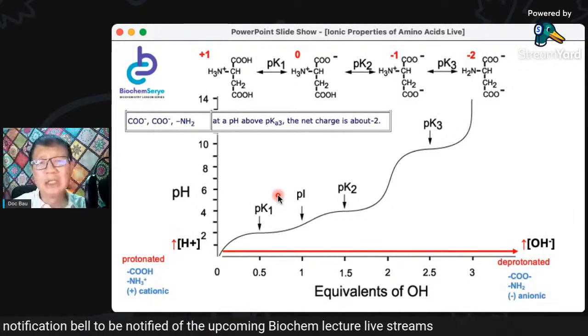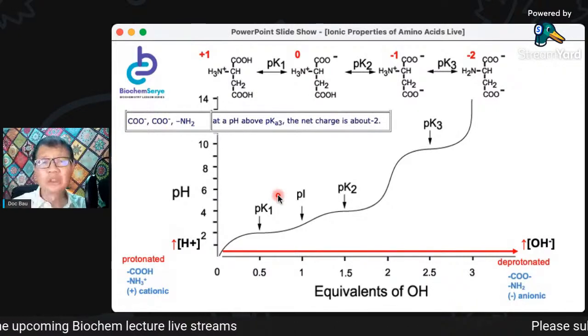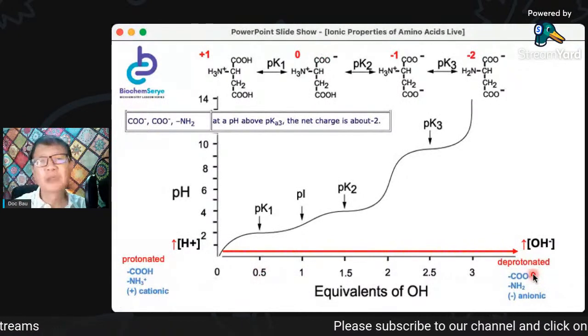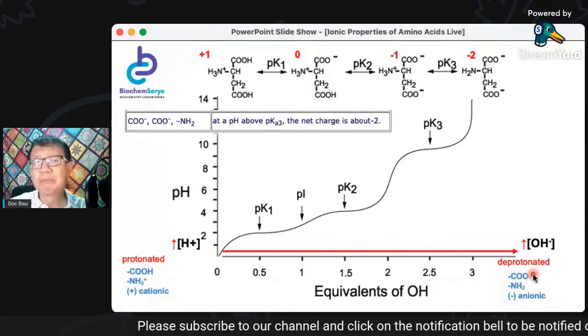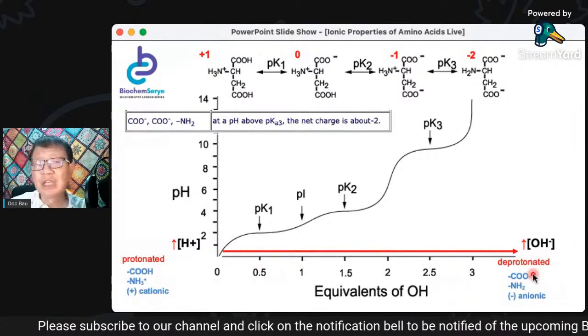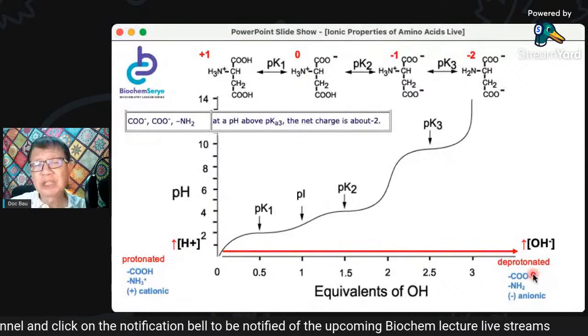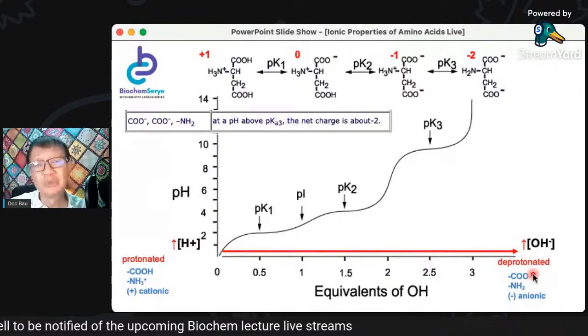Aspartic acid is acidic because you have an additional carboxyl group. Your carboxyl group can dissociate or ionize, and it becomes carboxylate. So potentially, aspartic acid, by virtue of its two carboxyl groups, can have a charge of -2. As simple as that.